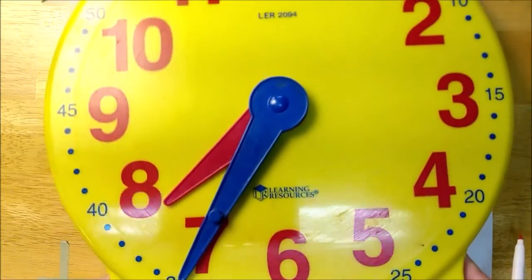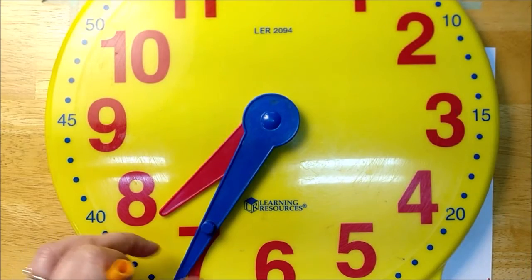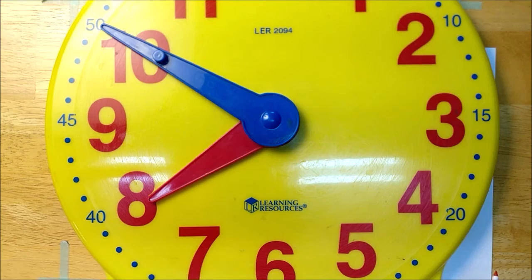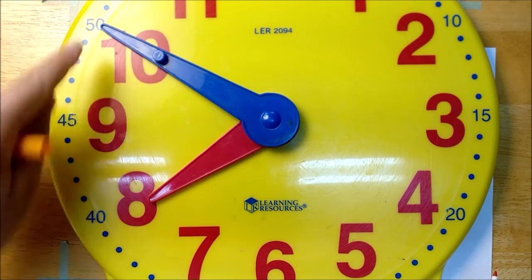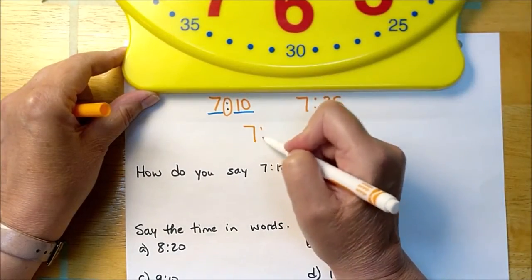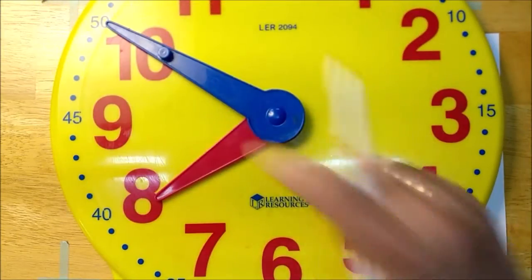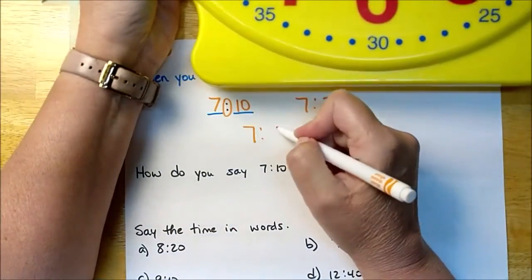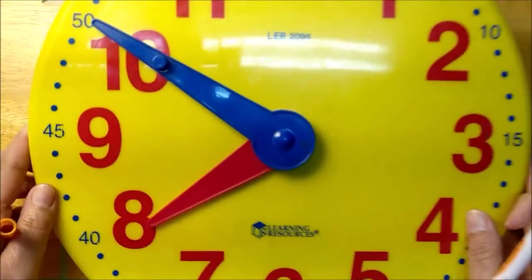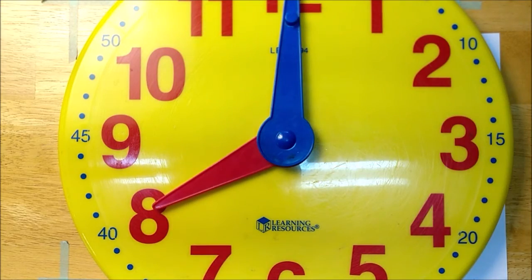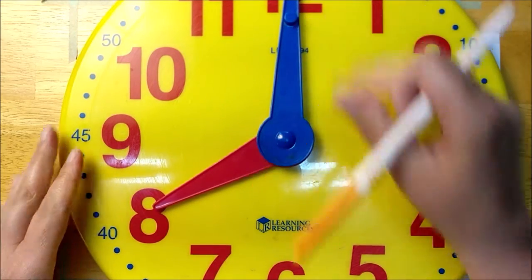Now, if we wanted to do this one, our hour hand is almost at the 8, but not quite, because the minute hand hasn't made it to the top yet. So the hour is still 7, and the minutes are 10 times 5 is 50. So that would be 7:50. Now, if my big hand makes it all the way to the top, now it is a new hour.